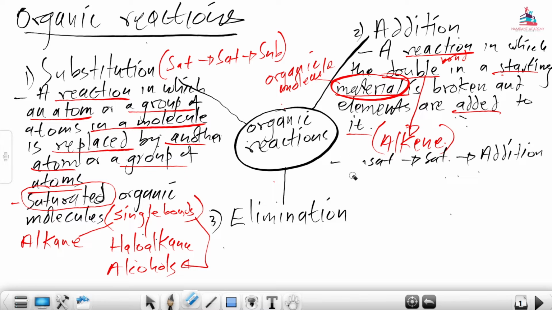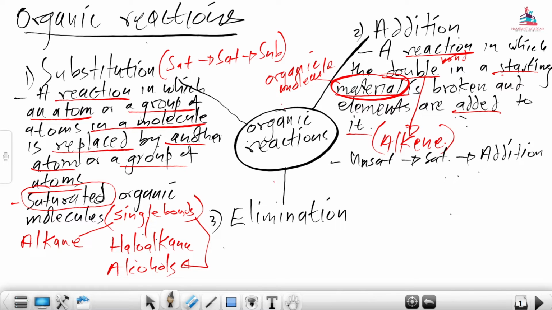So it will always be a key idea of where my reaction is starting. If it's starting from unsaturated to saturated, that reaction must be an addition reaction. We will go further and break down all these reactions so that we can understand how each one of them will occur. Here we are just breaking out the overview of how these organic reactions are explained.